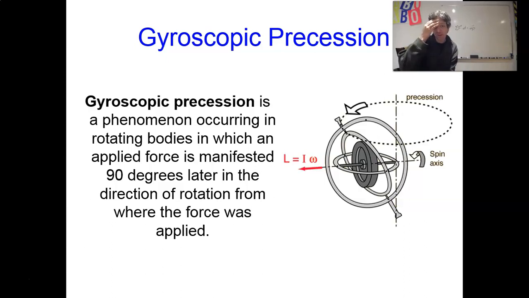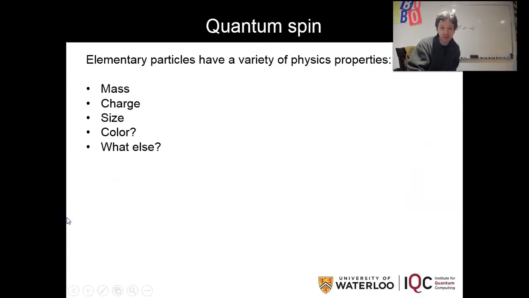Okay, so I'm assuming you've gone and done that now, and we are going to move on to talk about quantum spin. Now, elementary particles all have a variety of physical properties. You have mass. Electrons have a mass. They have a charge, that's another property. Size, color. Color is another property.